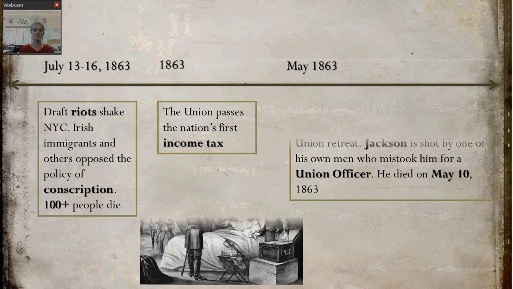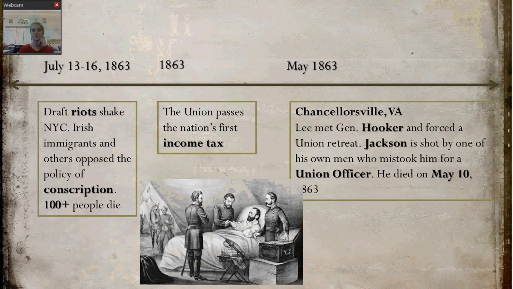And finally, in May of that year, at Chancellorsville, Virginia, Lee meets General Hooker, who is forced into a Union retreat. So it's a victory for the South, right? The gray victory here. But Jackson, who returns to his camp at night, is shot by one of his own men who mistakes him at night for a Union officer. He is shot in the arm. They amputate his left arm in order to try and save him.